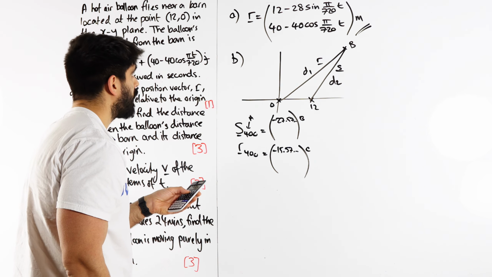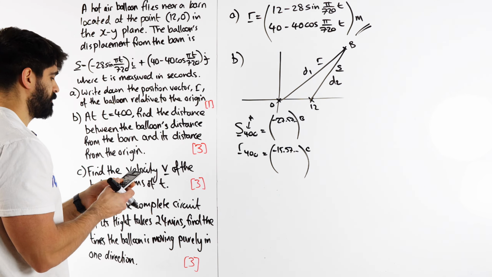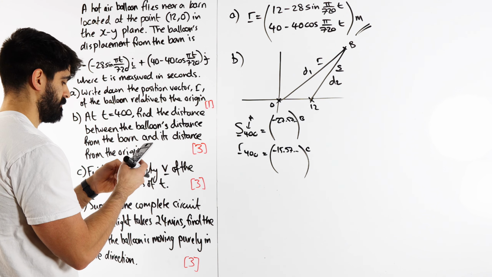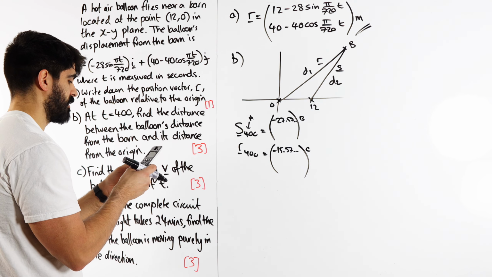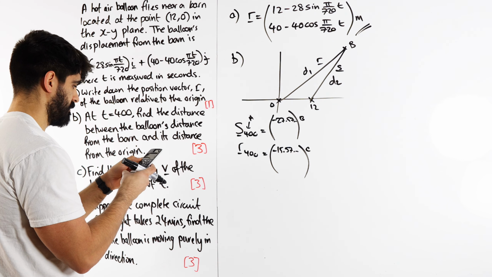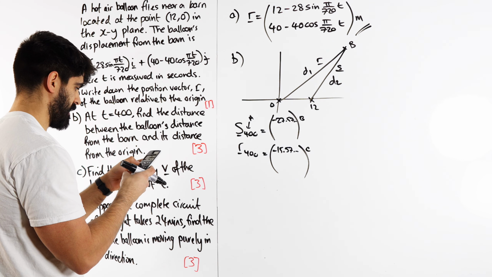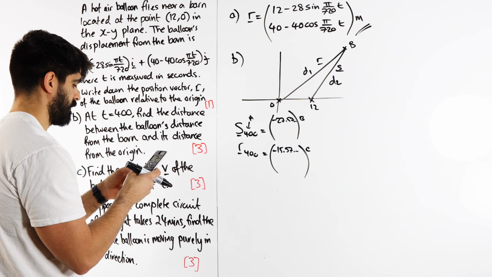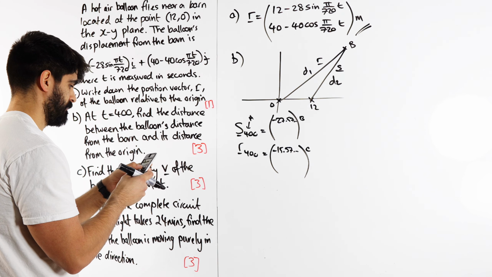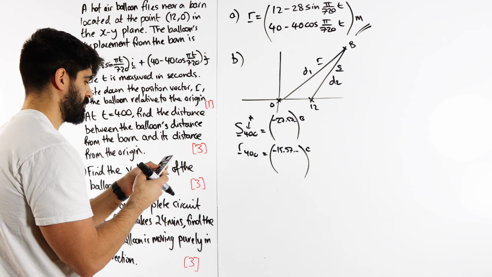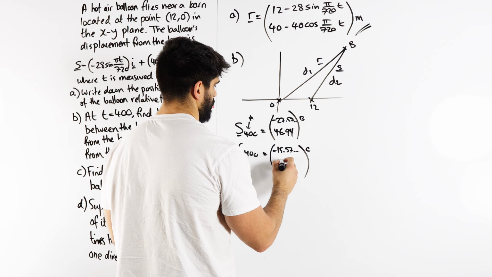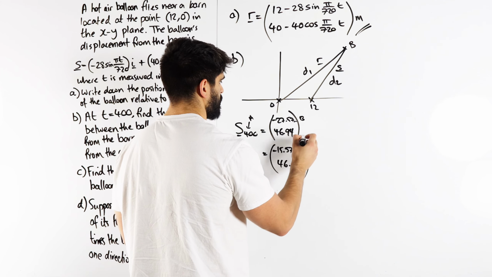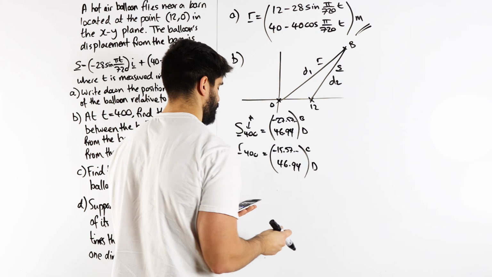All right, now I'm going to sub it into this one. So I get 40 minus 40 cos, which actually doesn't change for any of them, right? Pi A over 720. 46.94. So for both of them, 46.94. I'm going to store both of those as D.